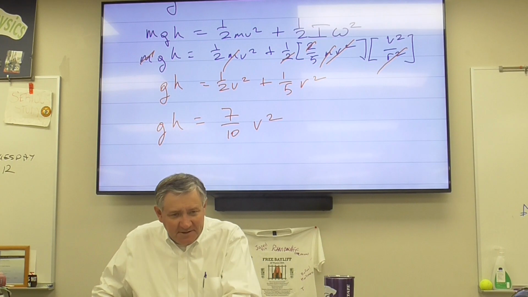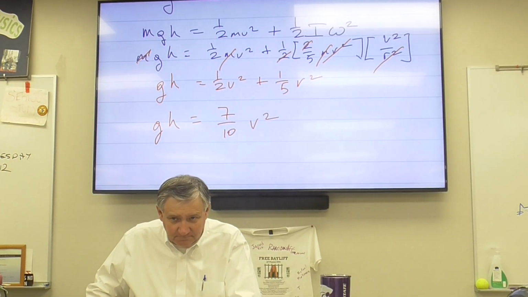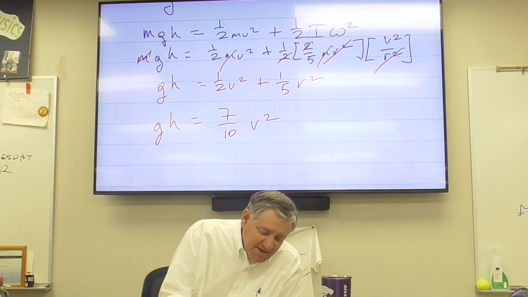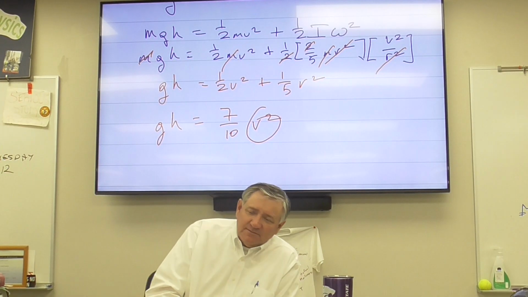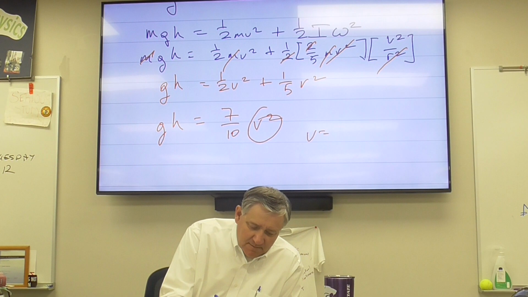I want to get this in terms of v. So, Preston, how can I get v by itself? Times by 10 over 7. Yep.